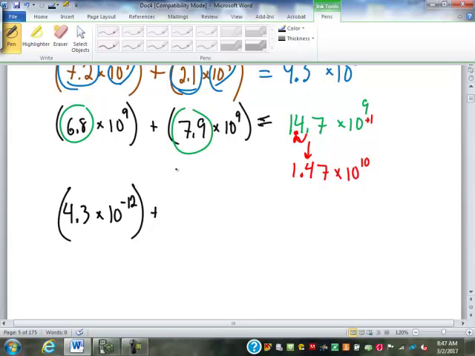So 4.3 times 10 to the negative 12 plus 8.8 times 10 to the negative 12. Try that one in your notes quick.